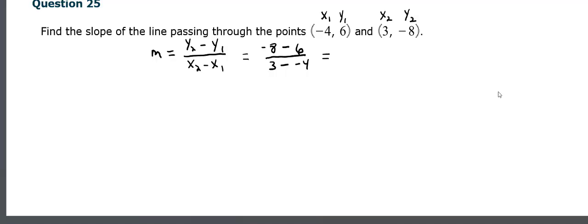In the numerator, we have negative 8 minus 6, which is negative 14. In the denominator, remember, when you have a double negative, that changes to a positive. We have 3 plus 4, which is 7. And negative 14 over 7 can be simplified to negative 2.